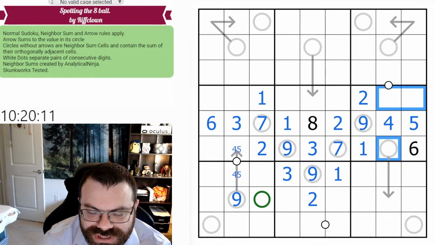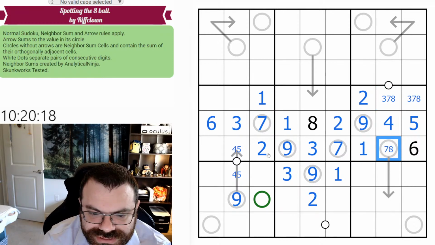In this box, I have 3 values left. I need a 3, 7, 8. It's not a 3.